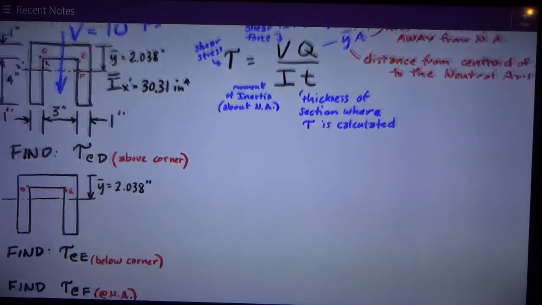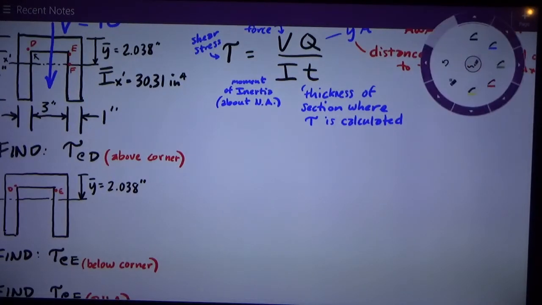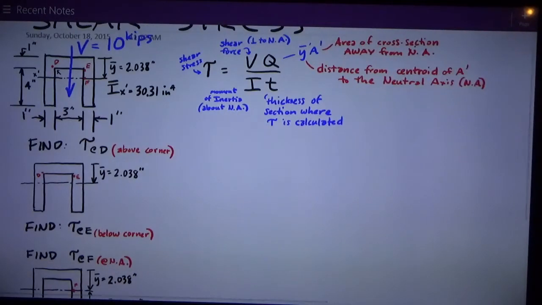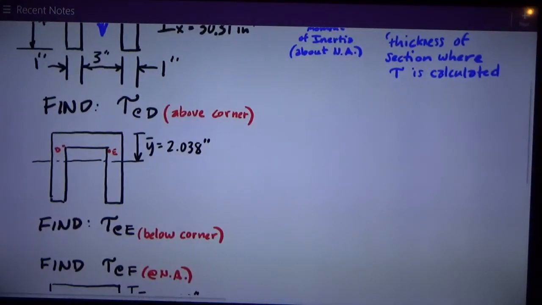Okay, if I'm dealing at point D, then V is going to be 10 kips and I is going to be that moment of inertia that's given. T we'll talk about here in a second, but let's talk about Q first. Okay, Q is Y bar prime times A prime. So A prime, area prime, is the area away from the neutral axis at the point where I'm calculating the shear stress. So I'm going to draw that area.